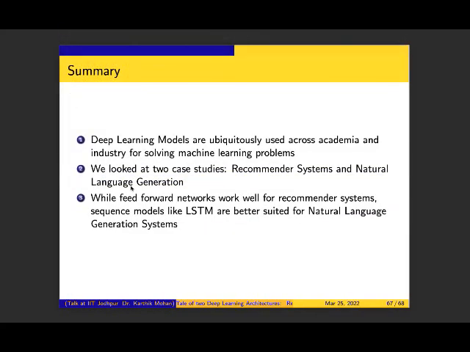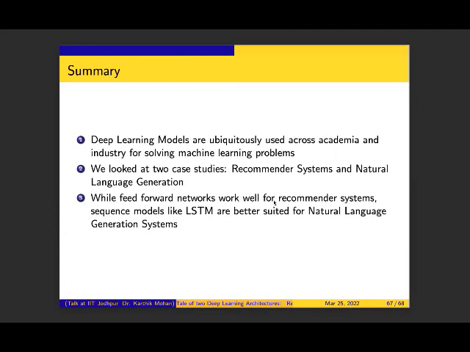Okay, so I'll just summarize because we already spent a lot of time. Deep learning models are ubiquitously used across academia and industry for solving machine learning problems. Obviously, you have to ask yourself, does this problem need deep learning? Or you can use simpler models like logistic regression, right? A lot of times heuristics can also work. Baseline models do a good job. But if there is a need, then deep learning can really help.